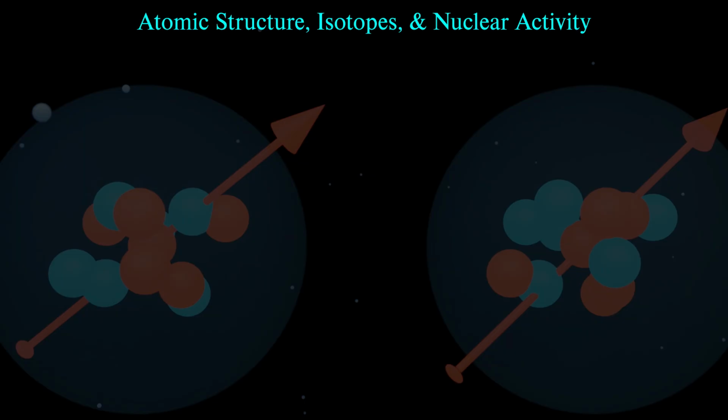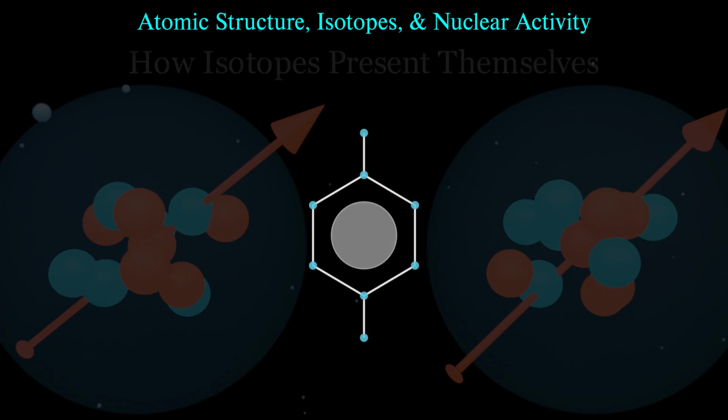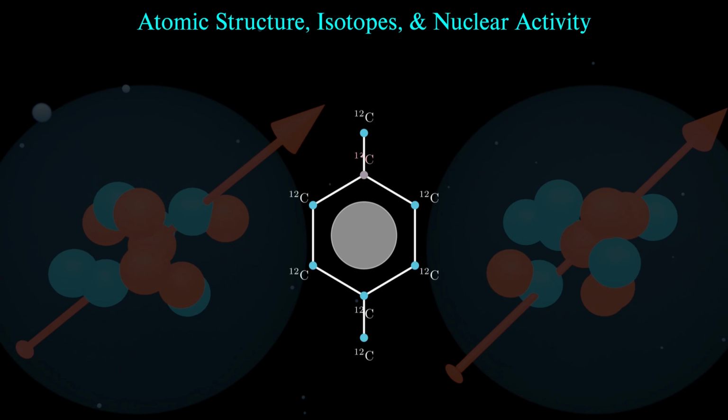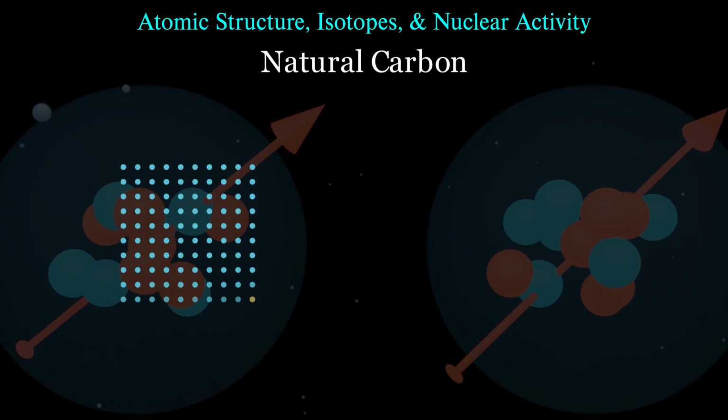Another important thing we should clear up is how isotopes actually present themselves in NMR. Now, when we run something like a carbon-13 NMR experiment, that doesn't mean that every carbon atom magically turns into carbon-13 in our molecule. In fact, most carbon atoms in nature are still carbon-12. Carbon-13 only makes up a very small 1.1% of naturally occurring carbon.